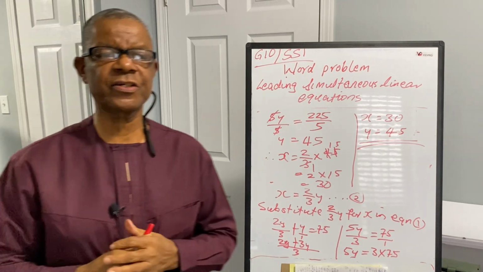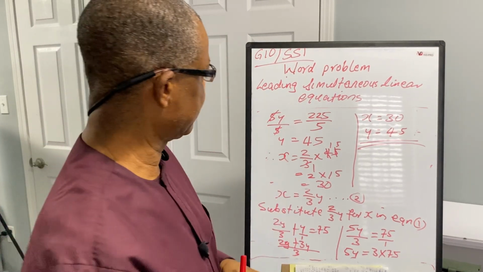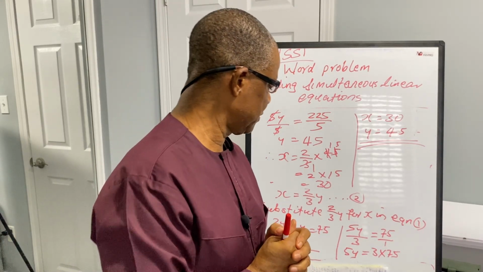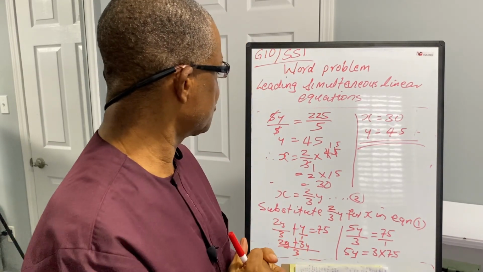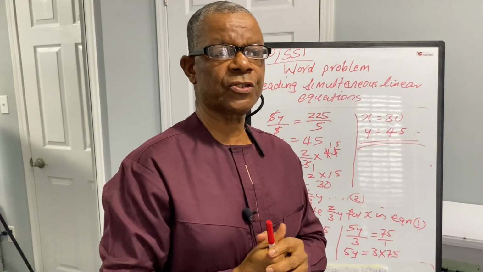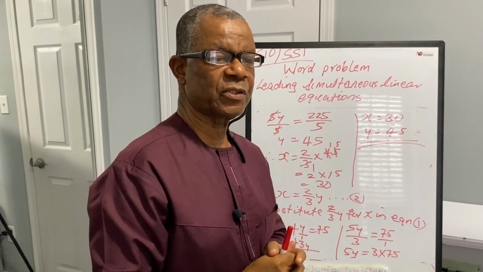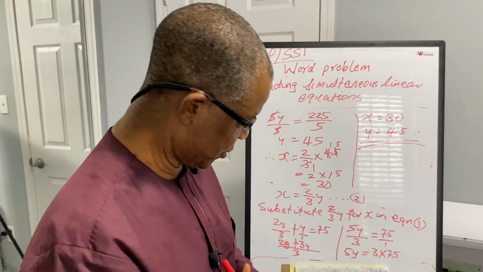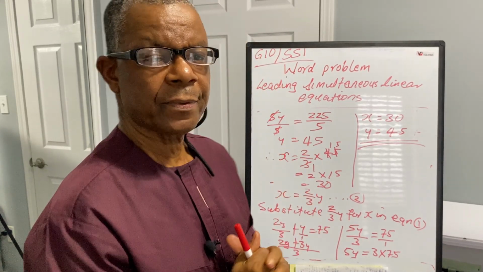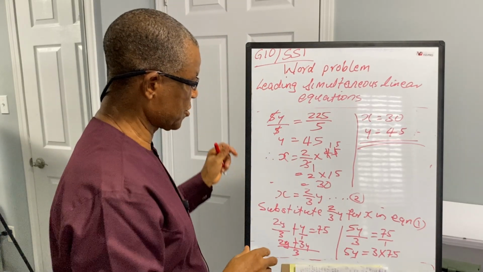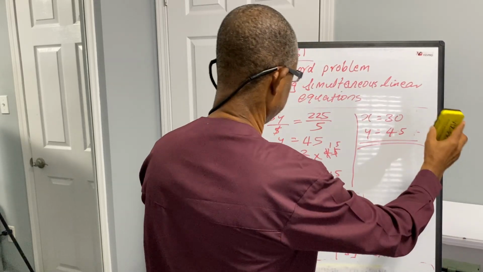We have translated the sentences into arithmetic symbols and used the substitution method to solve the simultaneous linear equations. I hope that is clear. Let us still have one question to this effect.